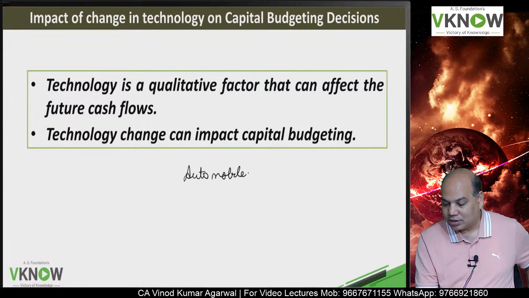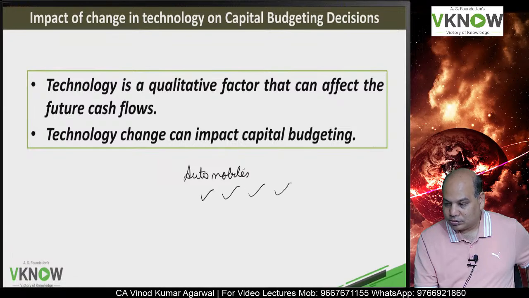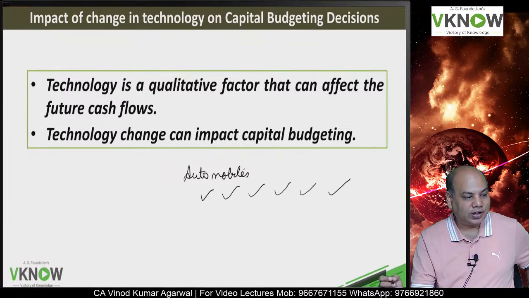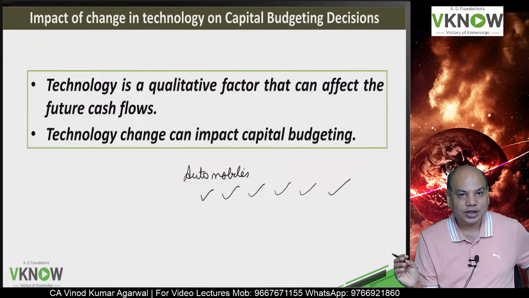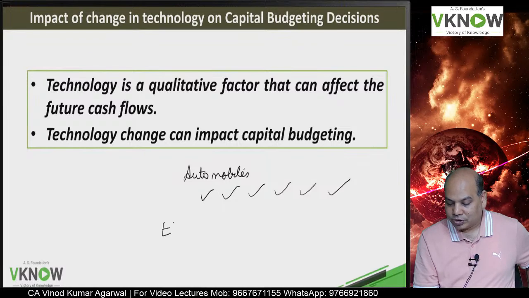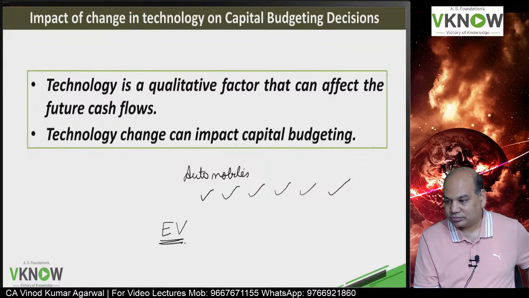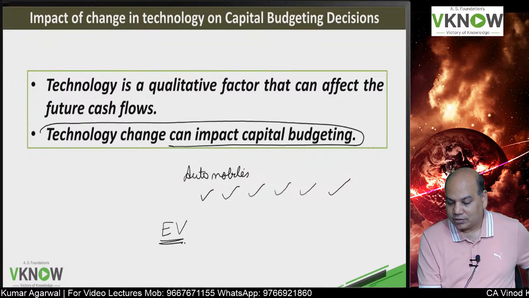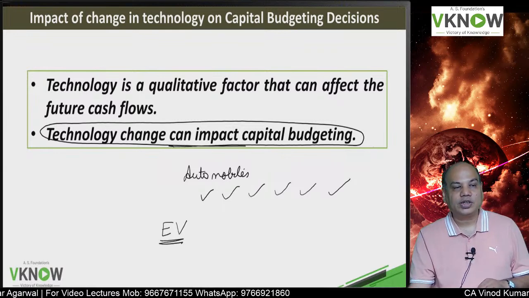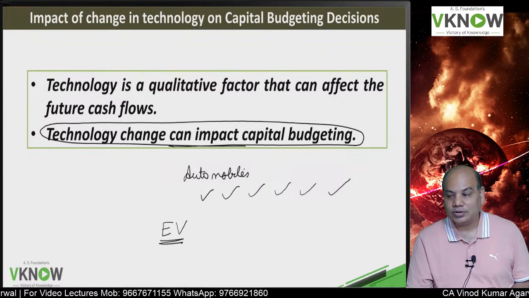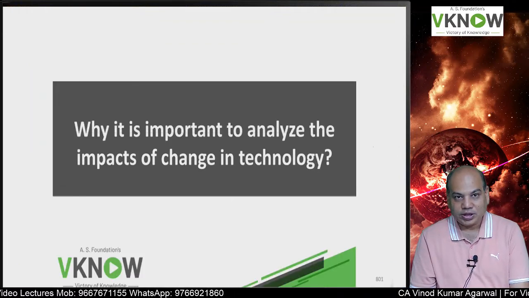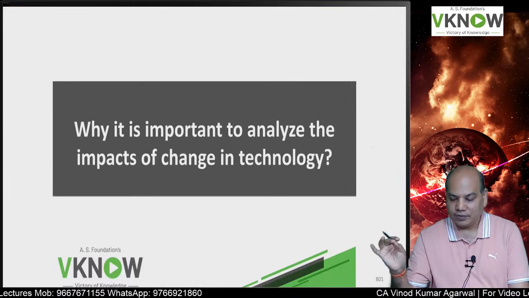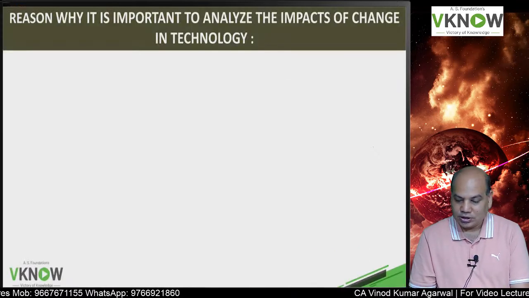It is happening in automobile sector nowadays. Companies had invested huge capital on petrol vehicle, diesel vehicle. Thousands of crores of rupees were invested in that kind of technology, but suddenly EV has come and all your current business model will get affected, and therefore whatever cash flow projections you might have done may not sustain. This way capital budgeting can be seriously affected by changes in technology.